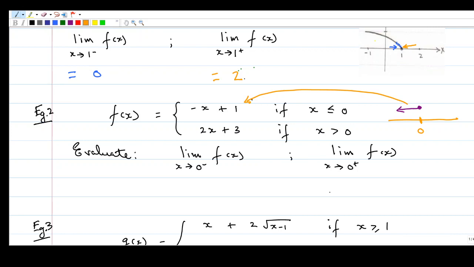So evaluate the limit of f of x as x approaches 0 from the left. So this is equal to the limit of negative x plus 1 as x approaches 0 from the left, and you can see that this gives us a value of 1 when you evaluate the limit.